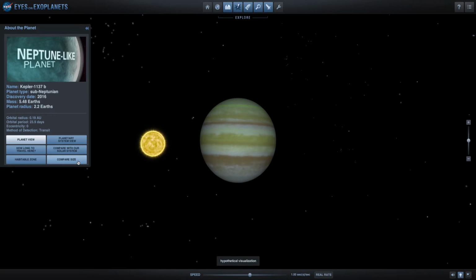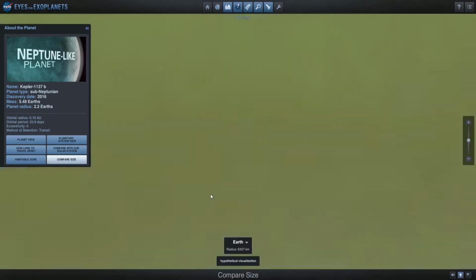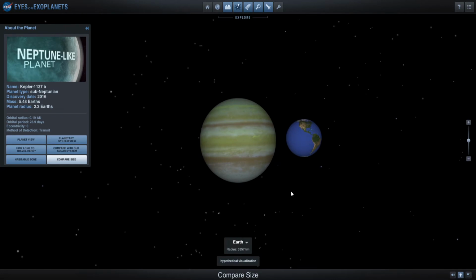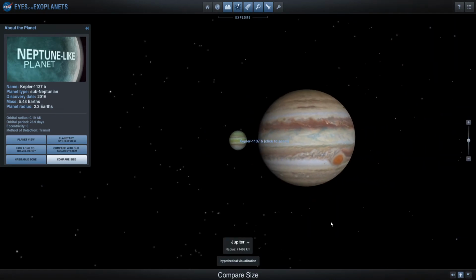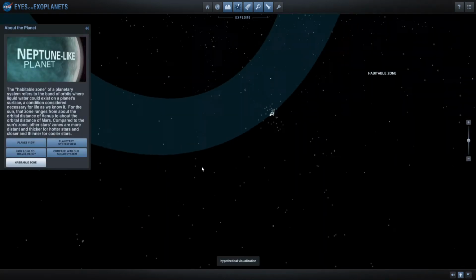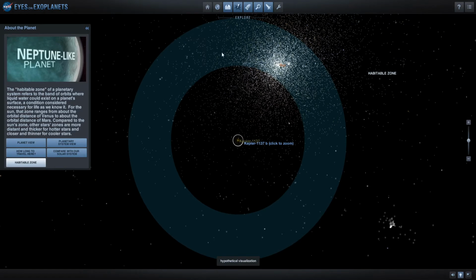So we have this big gas planet. Let's compare the size to the Earth. You see, it's bigger. But then we can compare it to the size of Jupiter, and it's not quite as big as Jupiter. We can also click on habitable zone, and it looks like this donut.